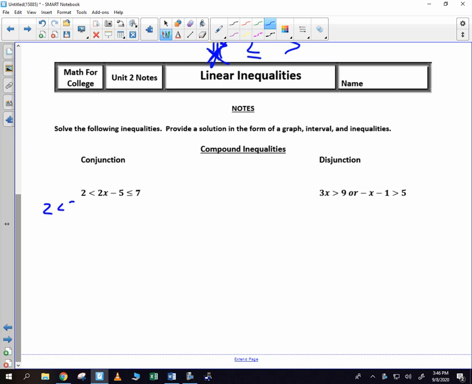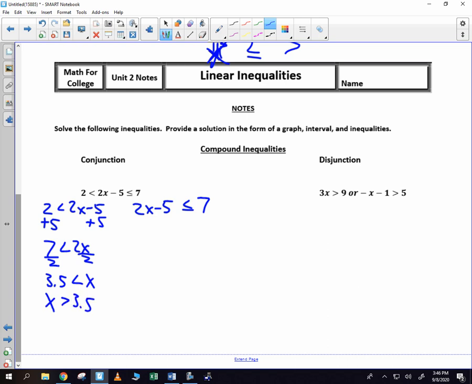2 is less than 2x minus 5, and 2x minus 5 is less than or equal to 7. We call it a compound inequality because it's used multiple times. If you add the 5 to both sides, we get 7 is less than 2x. Divide by 2, and you get 7 halves, or 3.5, is less than x, or x greater than 3.5. And on this side, you add the 5 to both sides, and we get 2x is less than or equal to 12. Divide by 2, and x is less than or equal to 6.